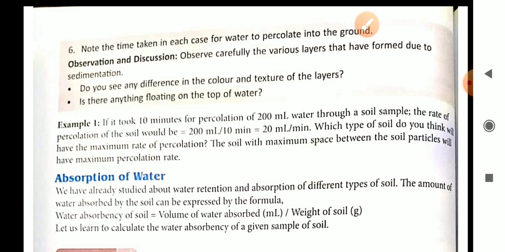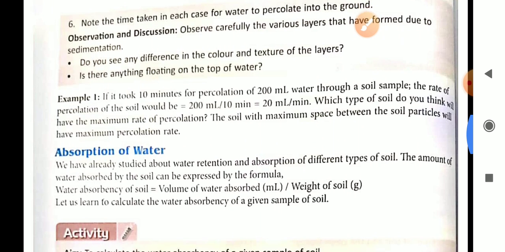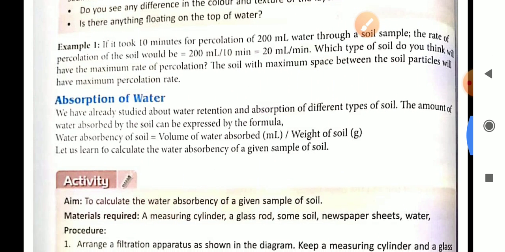Which type of soil do you think will have the maximum rate of percolation? The soil with maximum space. Three types of soil you have read: clayey soil, sandy soil, and loamy soil. Now you can give the answer which soil will have more percolation of water and which will have less through it.